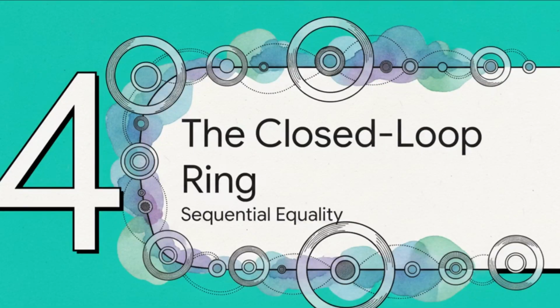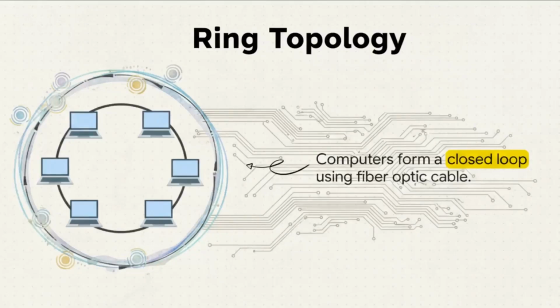All right, Section 4, the closed-loop ring. Sequential equality. Now for a totally different philosophy of data transfer. Instead of a straight line or central hub, computers here form a literal closed loop. Each machine connects directly to the next, with the final one linking right back to the first. In this ring topology, data is passed sequentially in one direction, kind of like a high-speed relay race, often using incredibly fast fiber optic cables.